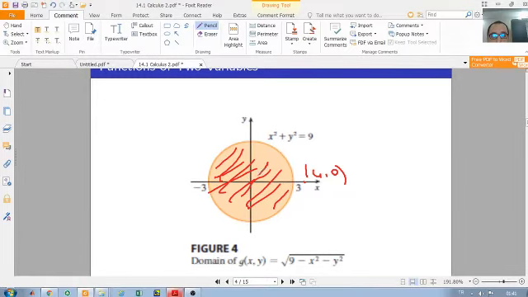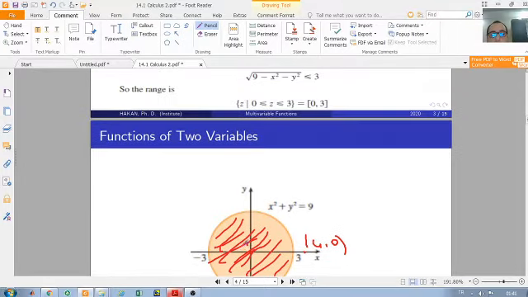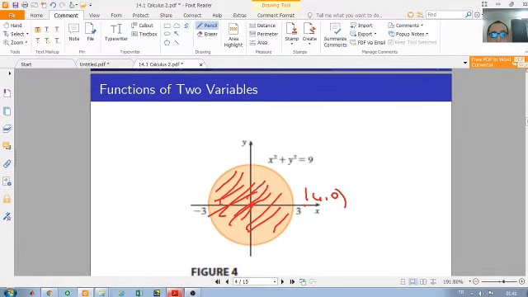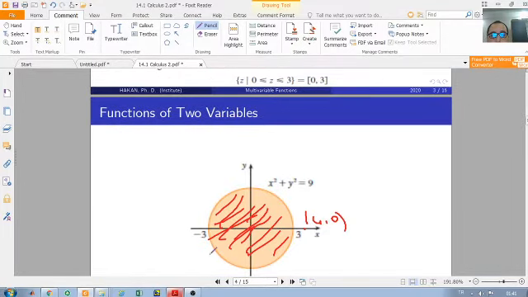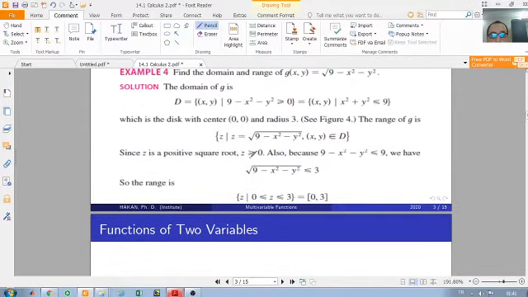Therefore, we take all the points which are in the circle. And we have a special name for this. This is called a disk with center the origin and radius 3. Namely, the domain of function g is a disk with center the origin and radius 3. You can see. And the range of g is z, which is equal to the square root of 9 minus x squared minus y squared, and you know this cannot be negative. Therefore, z is always bigger than or equal to 0.